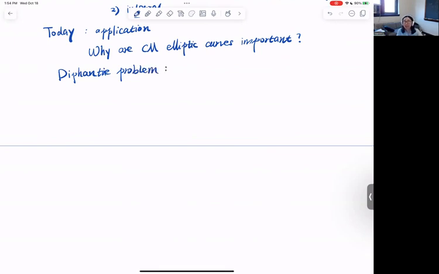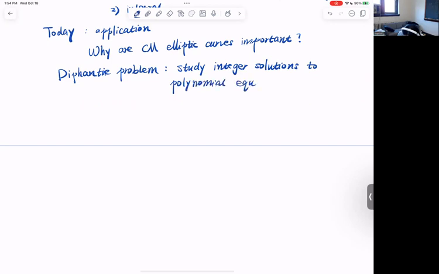This is essentially one of the origins of all number theory and arithmetic geometry, right? So the point is we want to study integer solutions to polynomial equations. The most famous Diophantine problem is probably Fermat's last theorem.